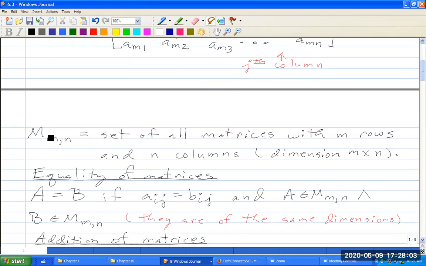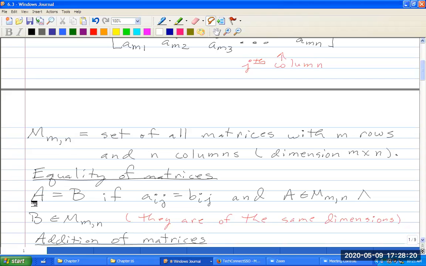M sub m cross n, or maybe with a comma, m comma n, is the set of all matrices with m rows and n columns, m by n.